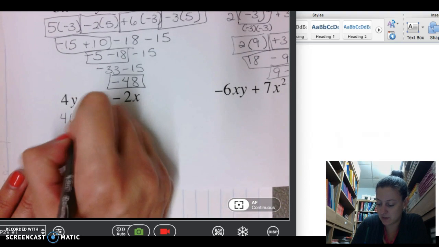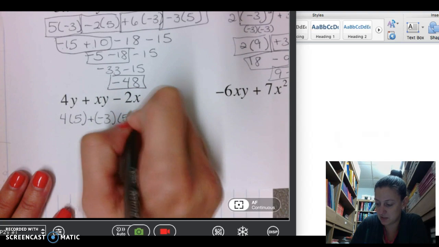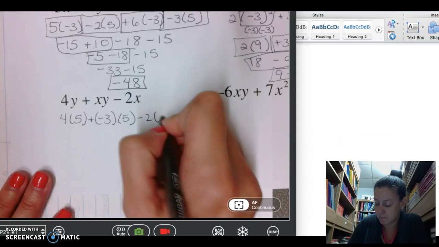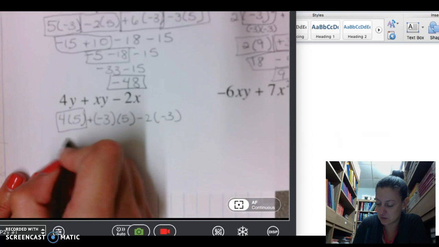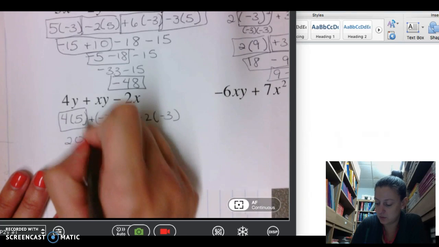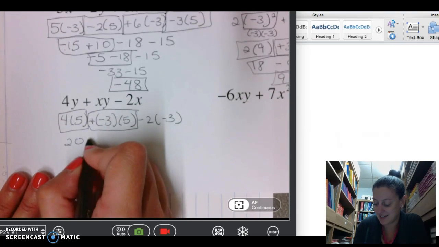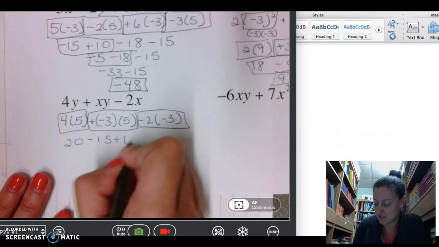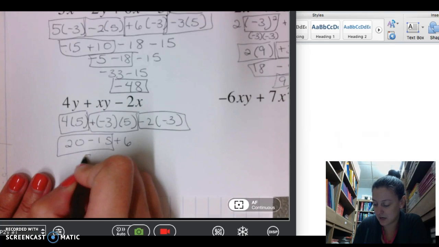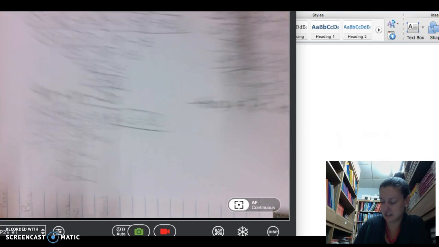Almost done. 4 times 5 plus, whoops, negative 3. Don't forget the parentheses when we're substituting. Group the multiplication. That's 20. I'm going to include both signs here because positive negative 3 times 5 is still negative 15. Positive 6. 5 plus 6 is 11. Okay, one step at a time.